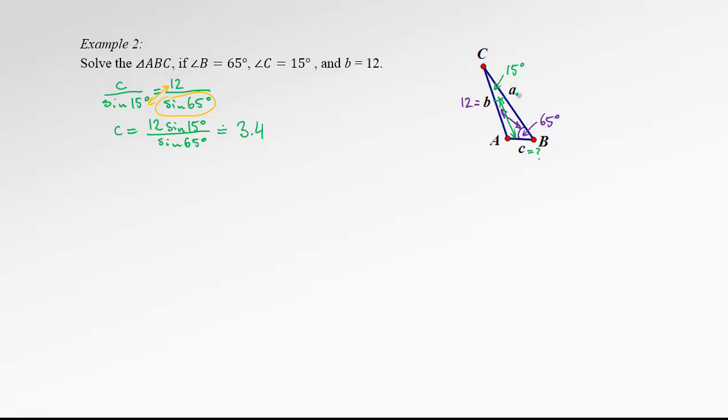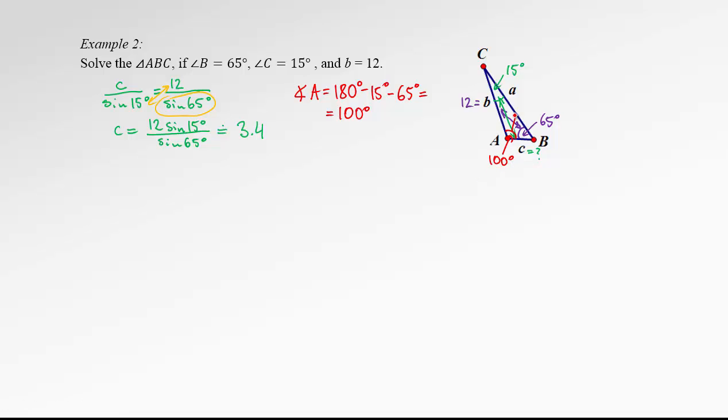Notice that to find side A, we can't really apply Pythagorean theorem because we don't have a right angle triangle, isn't it? So how else can we do it? Well, we need the opposite angle. Can we find this angle first? Yes, we can, because the sum of angles in a triangle is 180. Therefore, angle A equals 180 minus the given angle 15 and the other given angle 65. Altogether, we have 100. This angle is of 100 degrees.